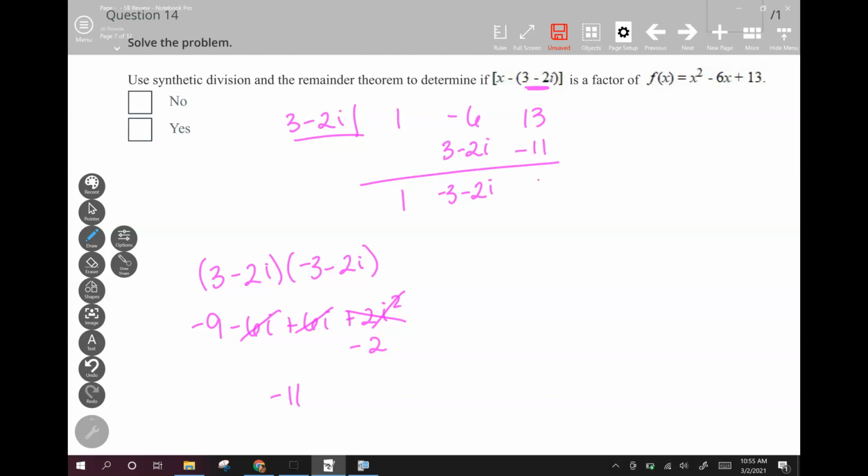Okay, and that means my remainder here is 2. So because my remainder did not come out to 0, it is not a factor. In order for a number to be a 0, the remainder has to be 0. In order for that factor to be a factor, again, the remainder has to be 0. All right.